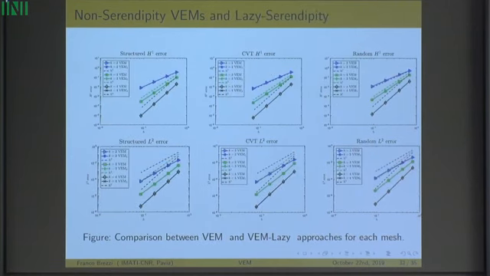This is now a comparison. Since we still have convex elements, a comparison between the non-serendipity virtual elements and the lazy choice. And you see that they are basically superimposed. As a 3D, for instance, 3D VEM and 3D VEM lazy, they are basically the same. So you don't lose too much by the lazy choice. You don't gain too much either, because it's the lazy choice.